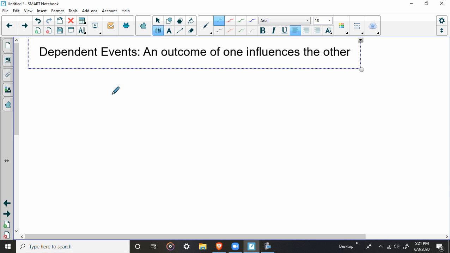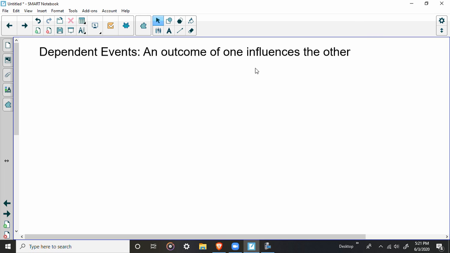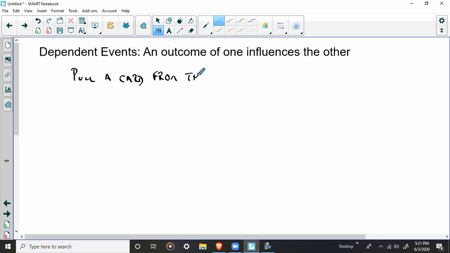Now, dependent events are a little bit different. So coin tosses and dice rolls are not dependent events. This is something like you pull a card from a deck. Okay, you pull a card from the deck, and don't replace it. You'll see the word replace. Don't replace, okay? In other words, you're taking the card off the deck and you're not putting it back. So if I said, hey, what's the probability of pulling an ace, then a king?